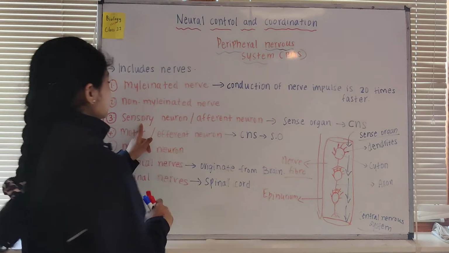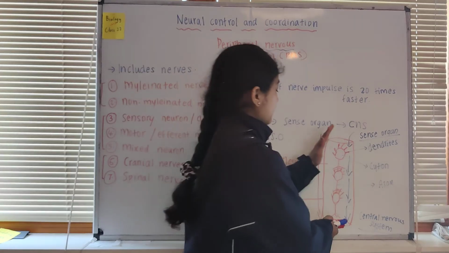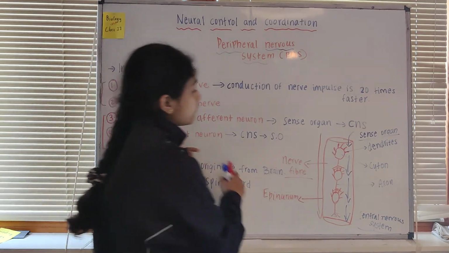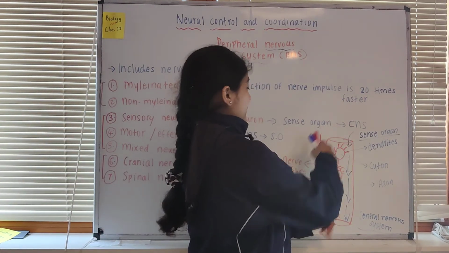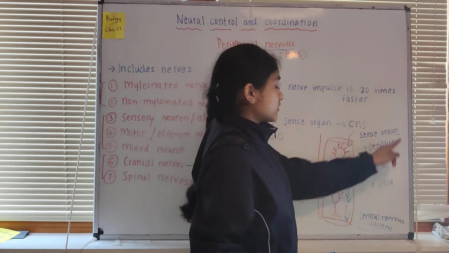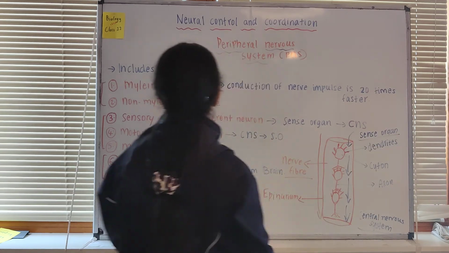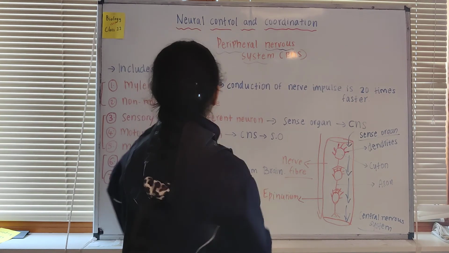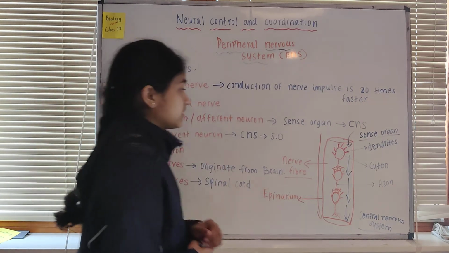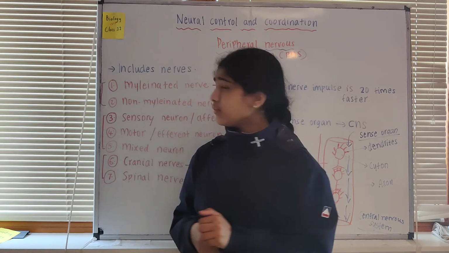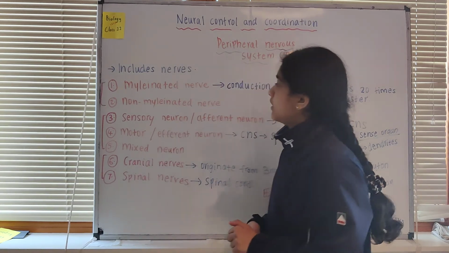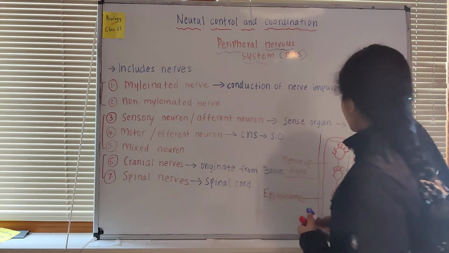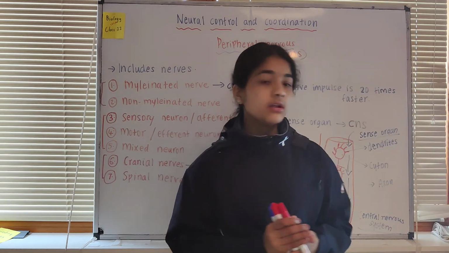In a sensory nerve fiber, these kinds of neurons are present. This is an example of a sensory nerve fiber. In a motor nerve fiber, they're present the other way, if we think of this as the sense organ and the central nervous system. And a mixed nerve is a mix of both kinds of neurons, the sensory neurons as well as motor neurons. So in this video, we discussed the PNS, the basic things, the different types of neurons, and also the basic structure of the nerve fiber.